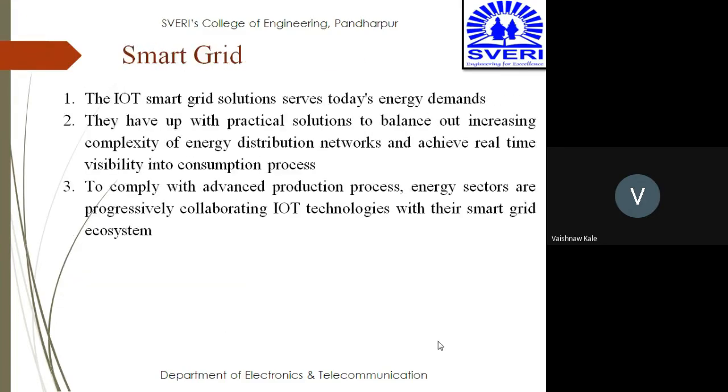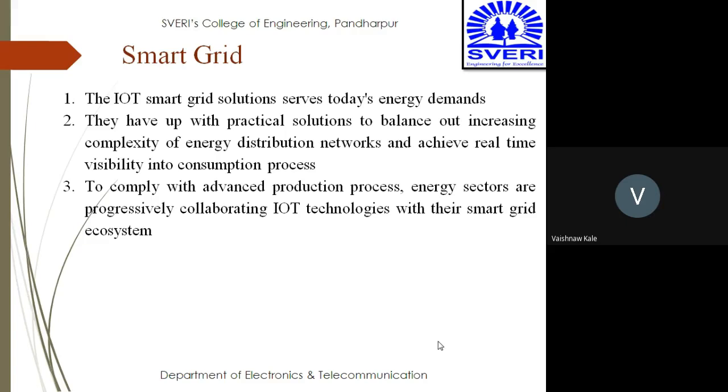Then after industrial automation, there is one more application, which is based on the smart grid. So obviously the IoT smart grid solution serves today's energy demand. As we are moving towards an era where a lot of energy is being consumed, how this energy demand can be fulfilled is the most important thing. So one of the concepts is smart grid. In case of IoT smart grid solution, it can serve today's energy demand.